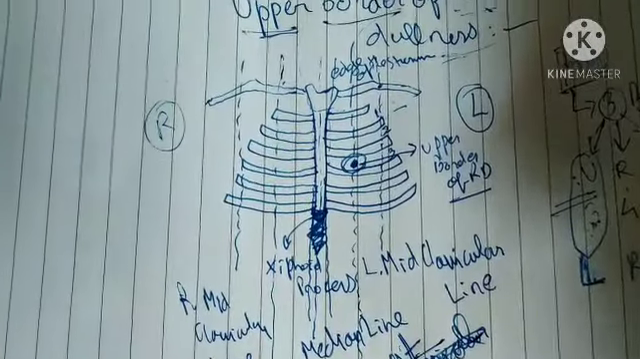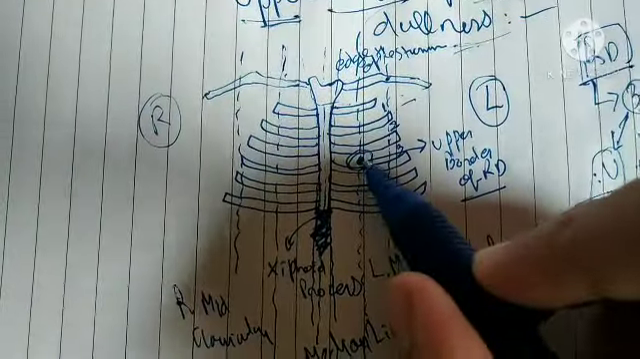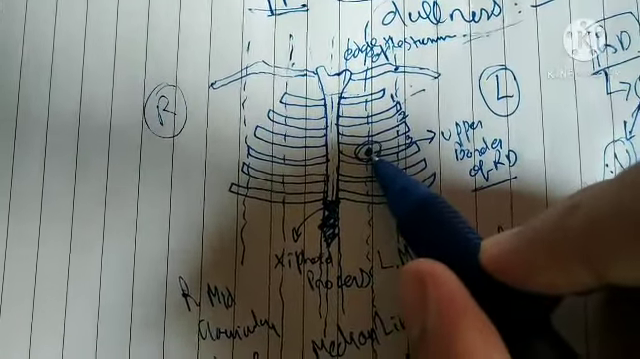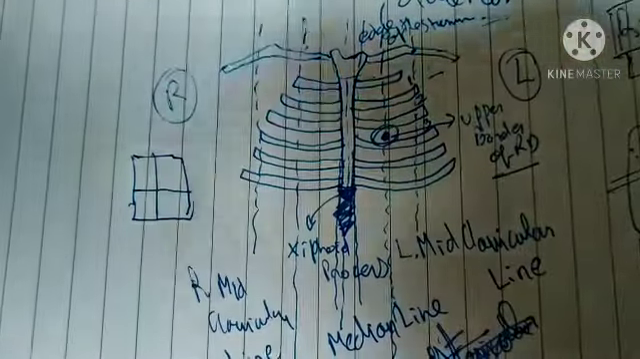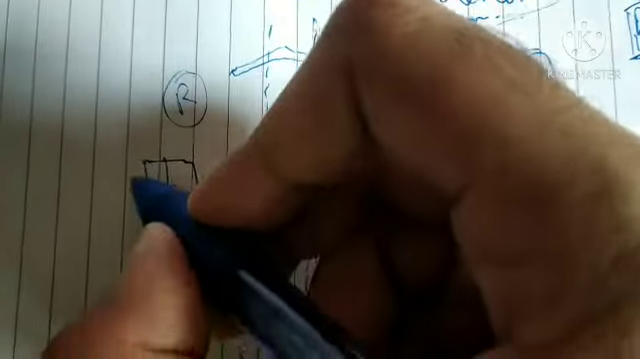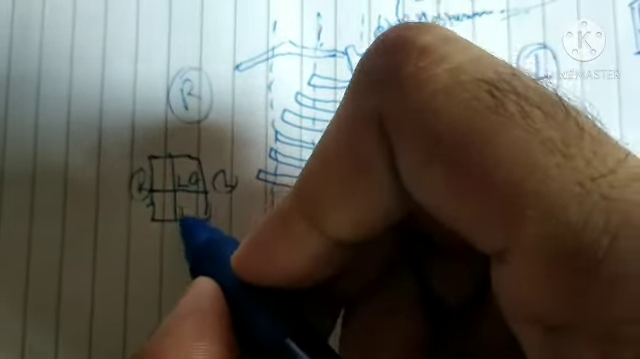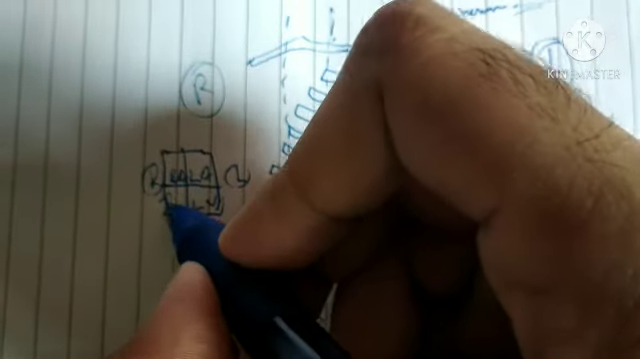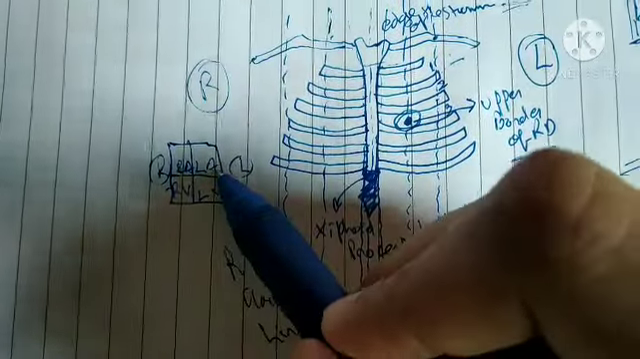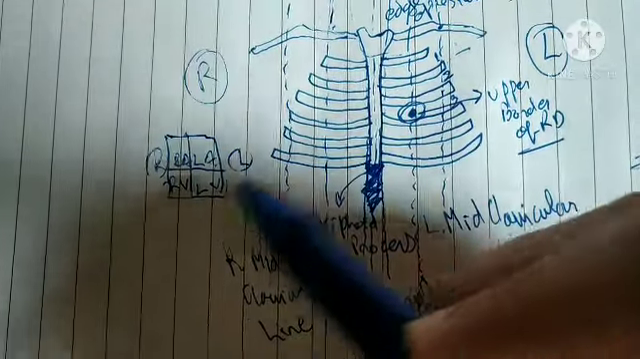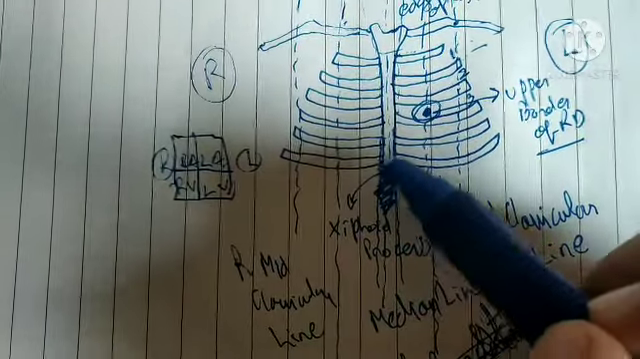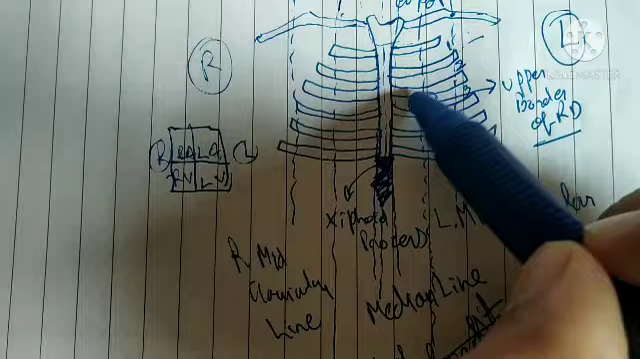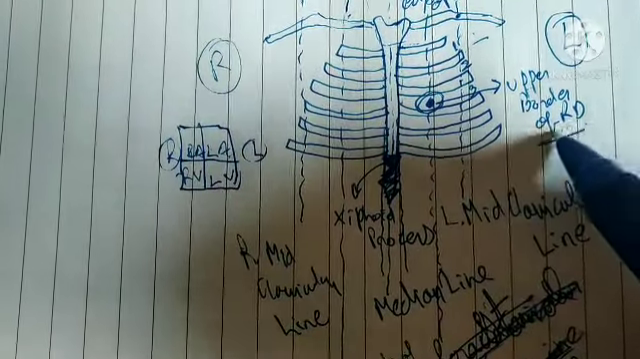Now what does it denote? It denotes the left atrium. If we are going to draw a heart, I always see the heart as a square, and we divide it into 4 chambers. This will be the left side and this the right side. Then left atrium, left ventricle, right atrium, right ventricle. So the left atrium is what is denoted by the upper border of relative dullness.